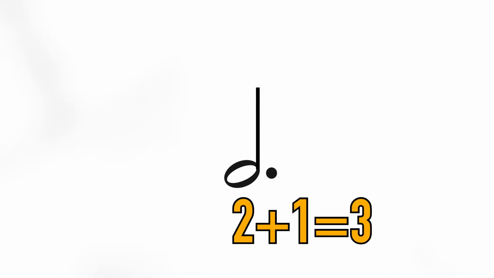Let's take a look at this minim, for example. A minim is worth 2 beats. If we add a dot after the note, we need to increase its length by a half. Half a minim is 1 beat, so in this case the dot equals 1 beat. If we add this together, we can see that a dotted minim lasts for 3 beats. There is our 3-beat note.